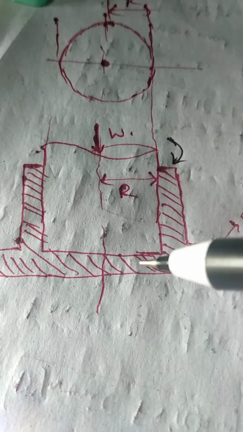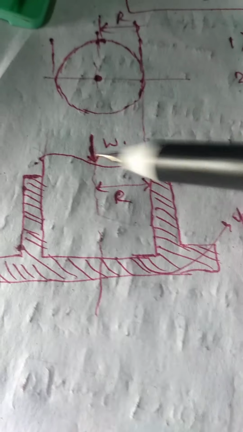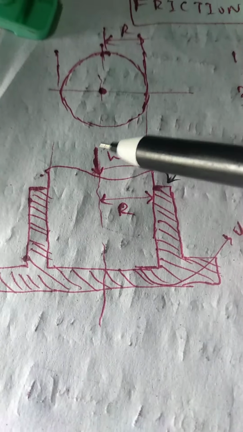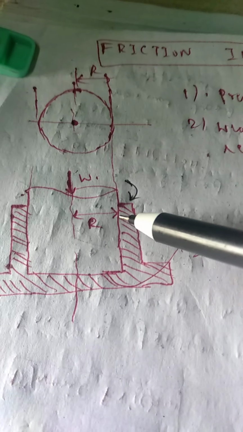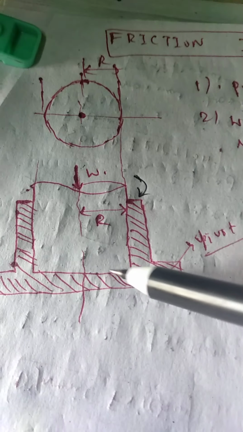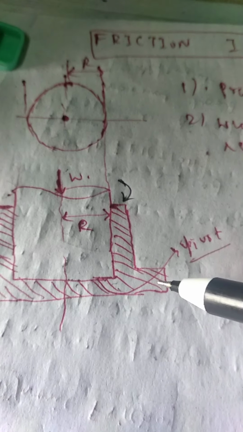Okay. Now see over here, the load transmitted over the bearing surface is W. I am not writing these things as there is shortage of time. And R is the radius of the bearing surface, this one.